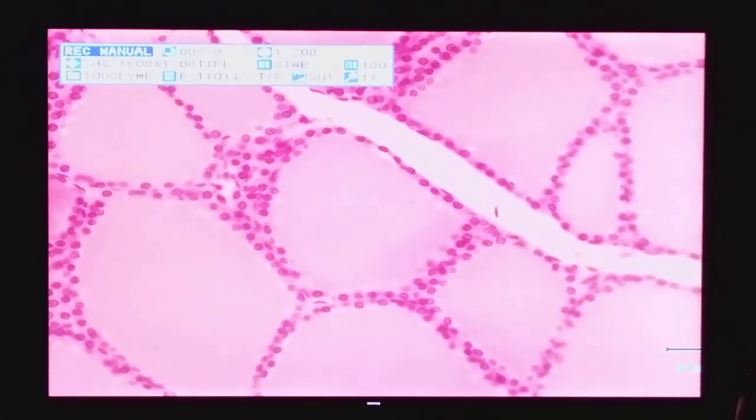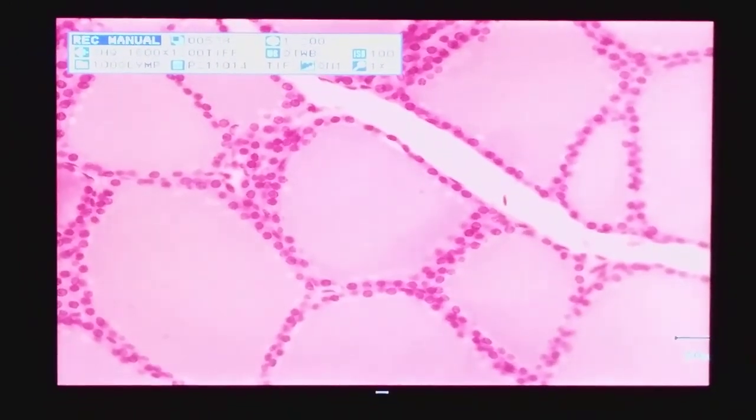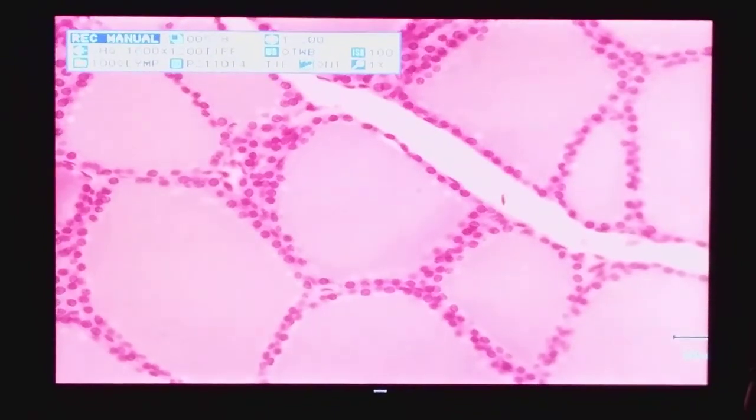Parafollicular. Okay. And then, wala yung pointer. See kung may making.